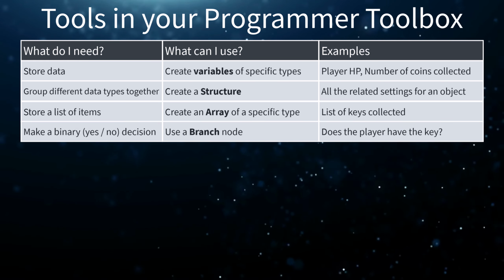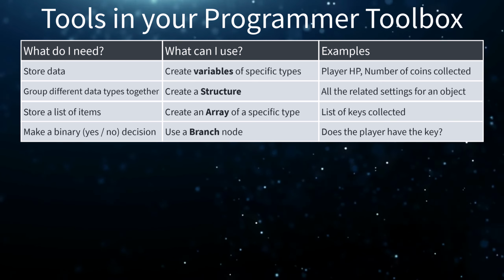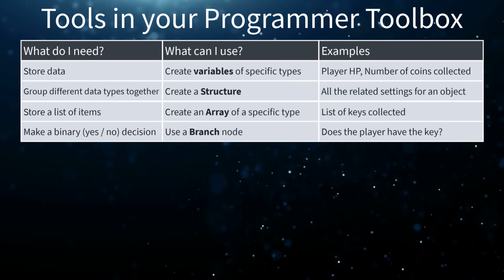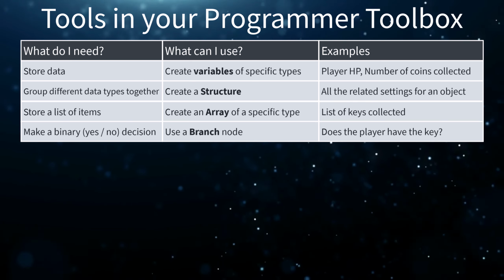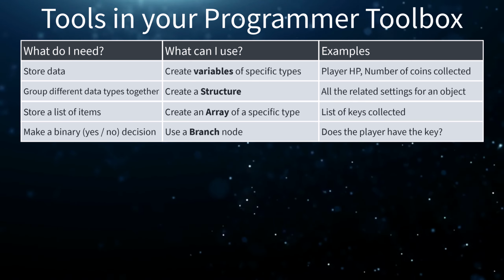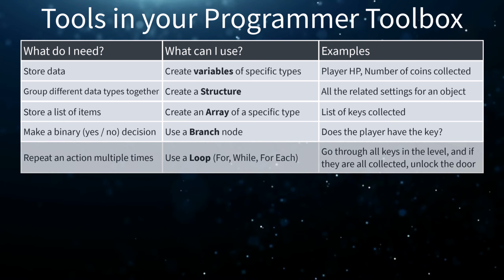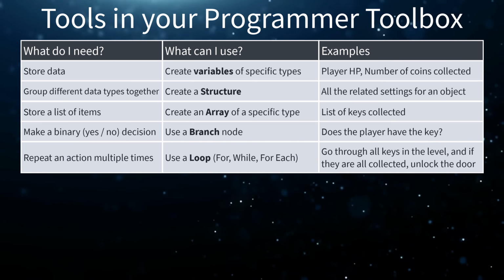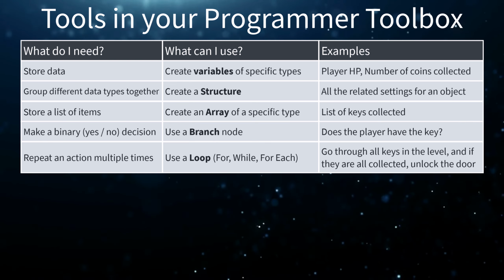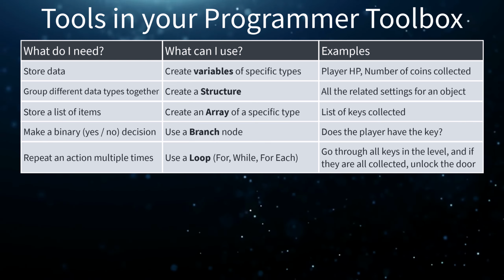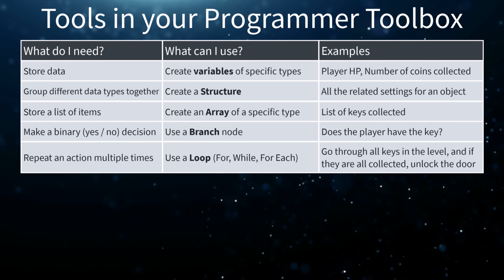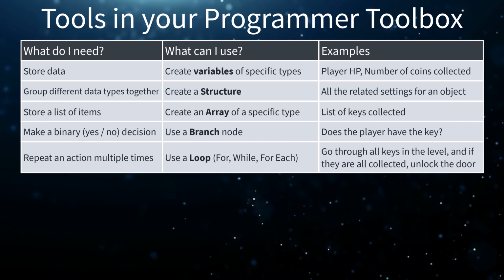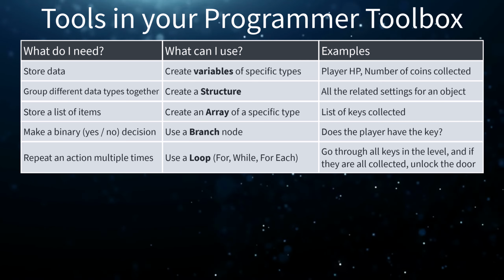If you need to make a binary decision or a yes or no decision, you can use the branch node, also called the if statement in programming. For example, does the player have a key? If you need to repeat an action multiple times, you can use a loop. We looked at the for loop, the while loop, and the for each loop. For example, you could go through all the keys in the level, and if all the keys have been collected, you could then unlock the door.